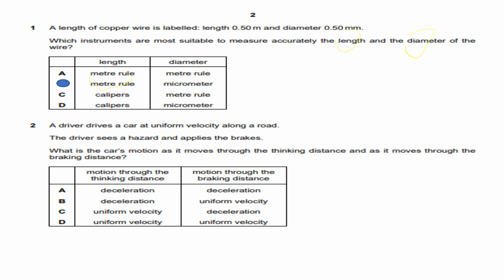Next, number 2. A driver drives a car at a uniform velocity along a road. The driver sees a hazard and applies the brakes. What is the car's motion as it moves through the thinking distance, and as it moves through the braking distance? So thinking distance, acceleration or deceleration is 0. So here uniform velocity, C and D. But the braking distance, deceleration. So uniform velocity and deceleration. So answer C is correct.